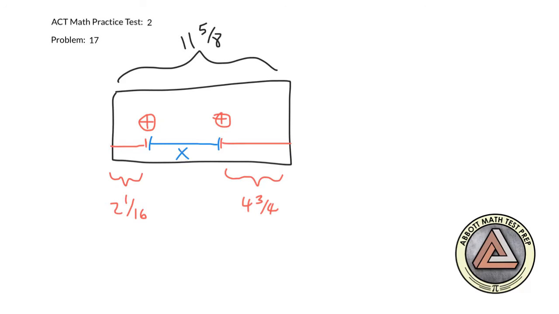That's what we're trying to do. And hopefully students at home can see this is really just easily modeled by an algebraic equation that says this length plus x plus this length is going to equal the whole length, right? So I'm just going to write that because that gets us one step closer to the answer. So we have 2 and 1/16 plus x plus 4 and 3/4, and that's going to equal 11 and 5/8.